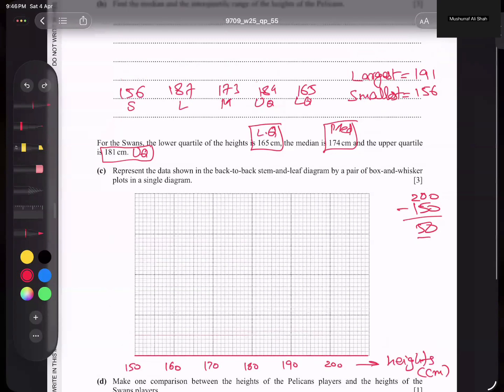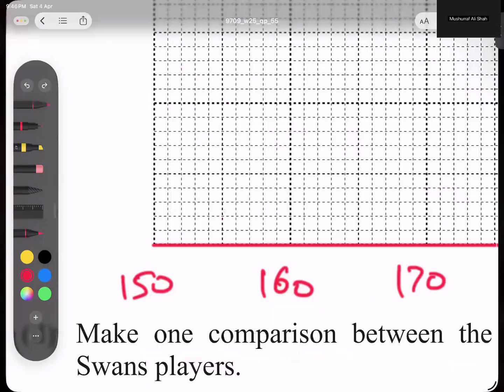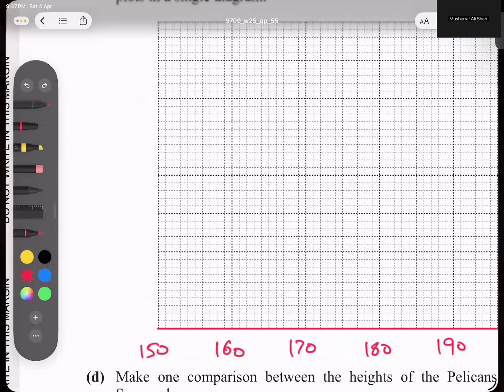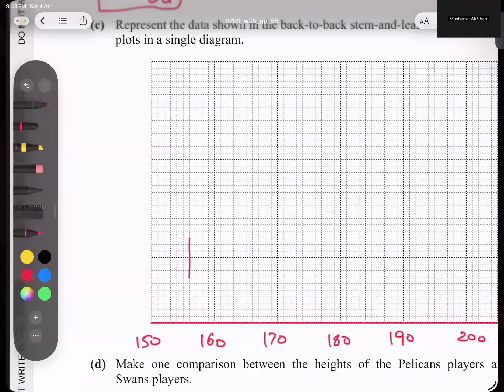So let's start. Where is 156, students? Make sure one box is one. So if 156 is here, I can make it here. Pelicans, I'm going to make 156 here. So this is done, 156, students. Now I'm going to make the next one. The largest value is 187. So 3 boxes back.